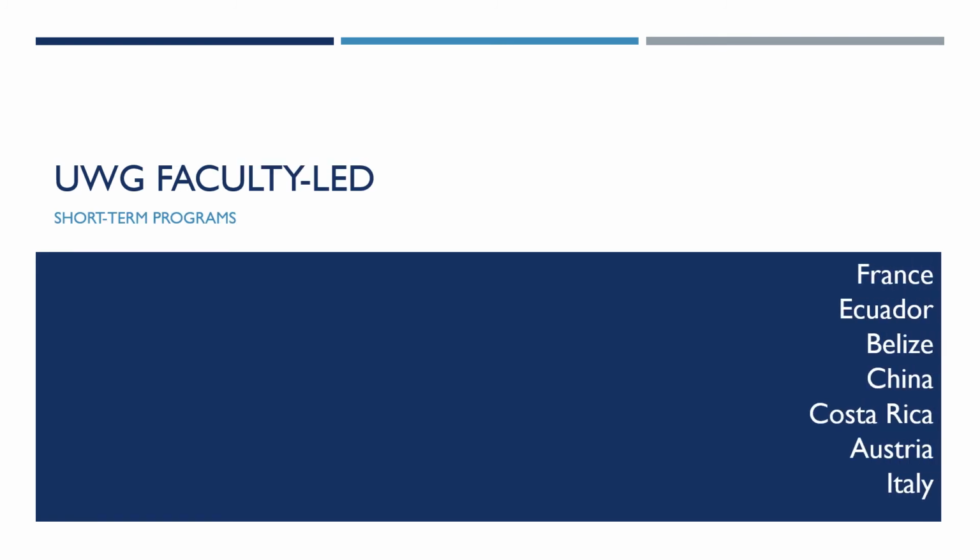By the end of this video, you will know how to apply for the short-term UWG faculty-led programs. These include spring break and summer programs to countries like France, Ecuador, Belize, China, Costa Rica, Austria, Italy, and more. The length of these programs range from 10 days to 4 weeks and also range by subject, length, and price.